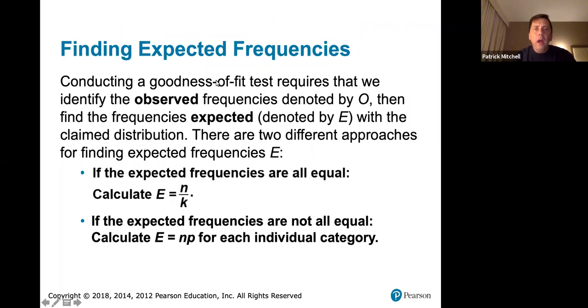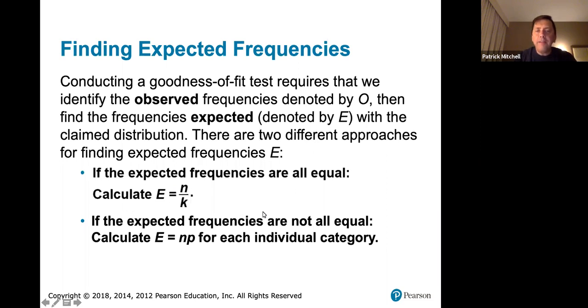All right, frequencies. Conducting a goodness of fit test requires that we identify the observed frequencies, denoted by O, then find the frequencies expected, denoted by E, with the claimed distribution. There are two different approaches for finding expected frequencies E. If the expected frequencies are all equal, such as in the case of testing the die to see if it's fair, then E is just N divided by K. So in my example, it would be 100 divided by 6, and that's where you get the 16.66666.